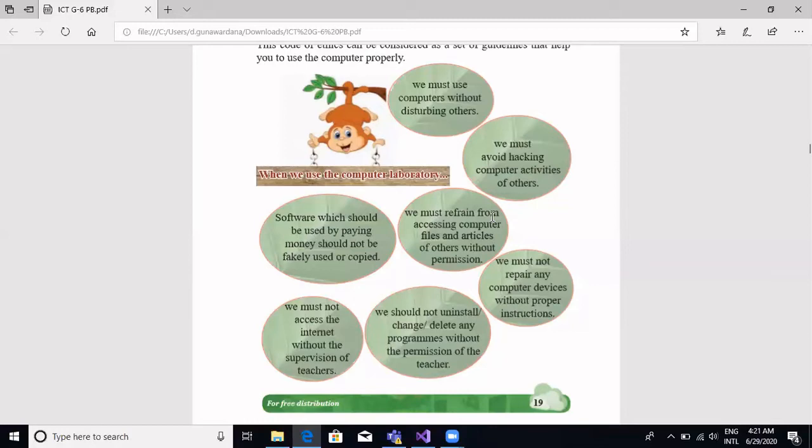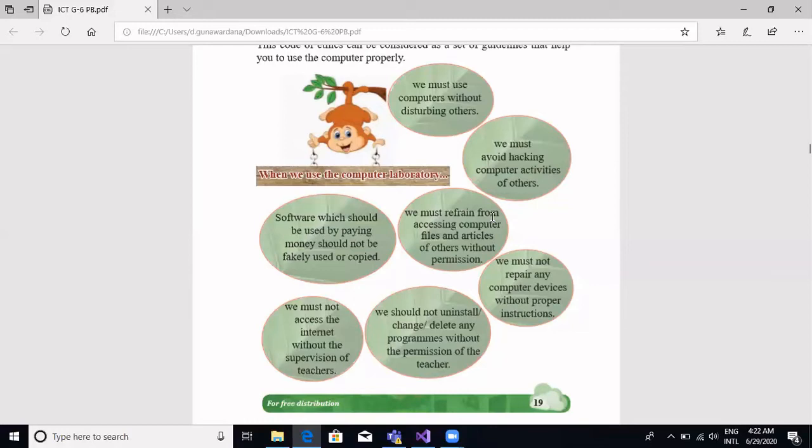We must not access the internet without any proper supervision. Now, if you're watching this video as a grade 6 student, that means definitely you have access to the internet, right? At the age of 11, right? So when you are using the internet, you may have encountered, watched or seen some unwanted stuff which is not suitable for your age, even not for any age. Sometimes maybe it's not suitable for any age.